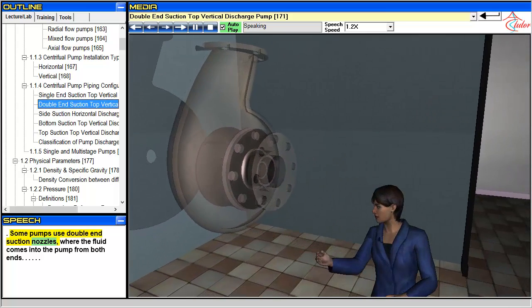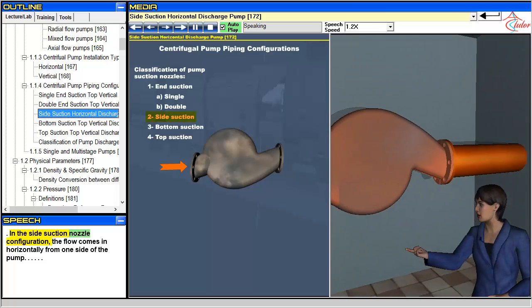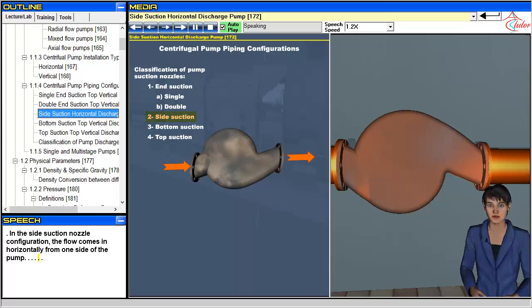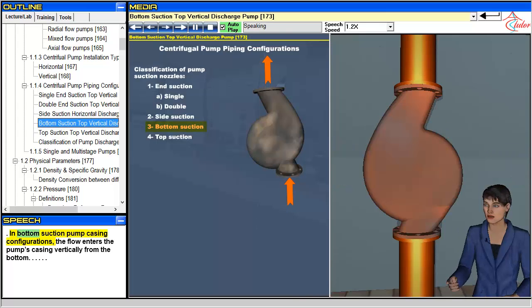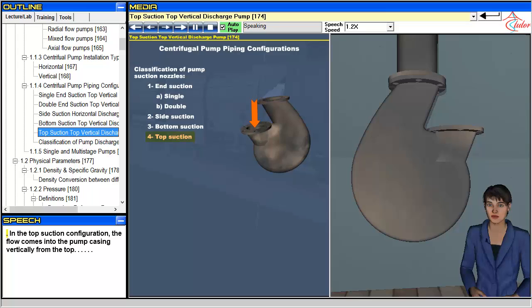Some pumps use double end suction nozzles, where the fluid comes into the pump from both ends. In the side suction nozzle configuration, the flow comes in horizontally from one side of the pump. In bottom suction pump casing configurations, the flow enters the pump's casing vertically from the bottom. In the top suction configuration, the flow comes into the pump casing vertically from the top.